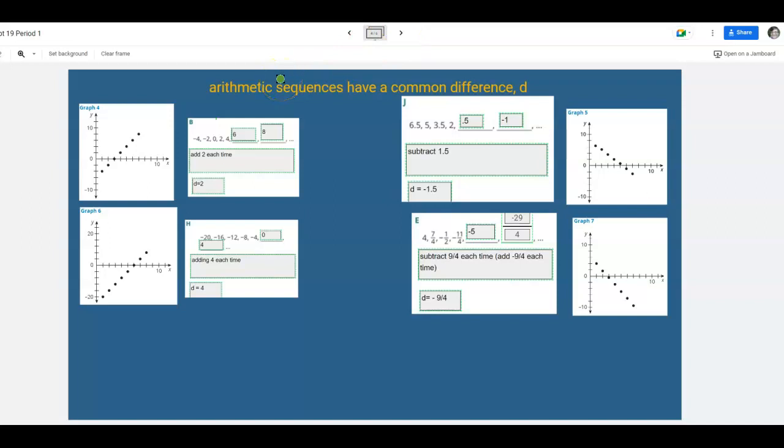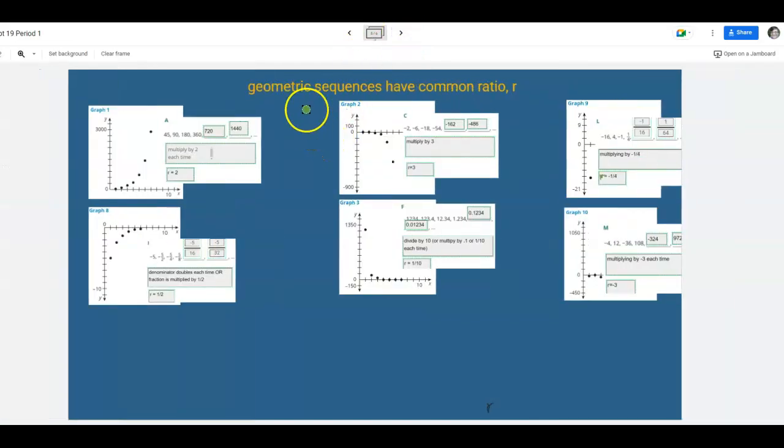Sometimes the sequences changed by addition or subtraction and they had a common difference, and those sequences are called arithmetic. And sometimes the sequences changed by multiplication, and so they had a common ratio, or R, and those sequences are called geometric. And we also matched the geometric sequences with their graphs.